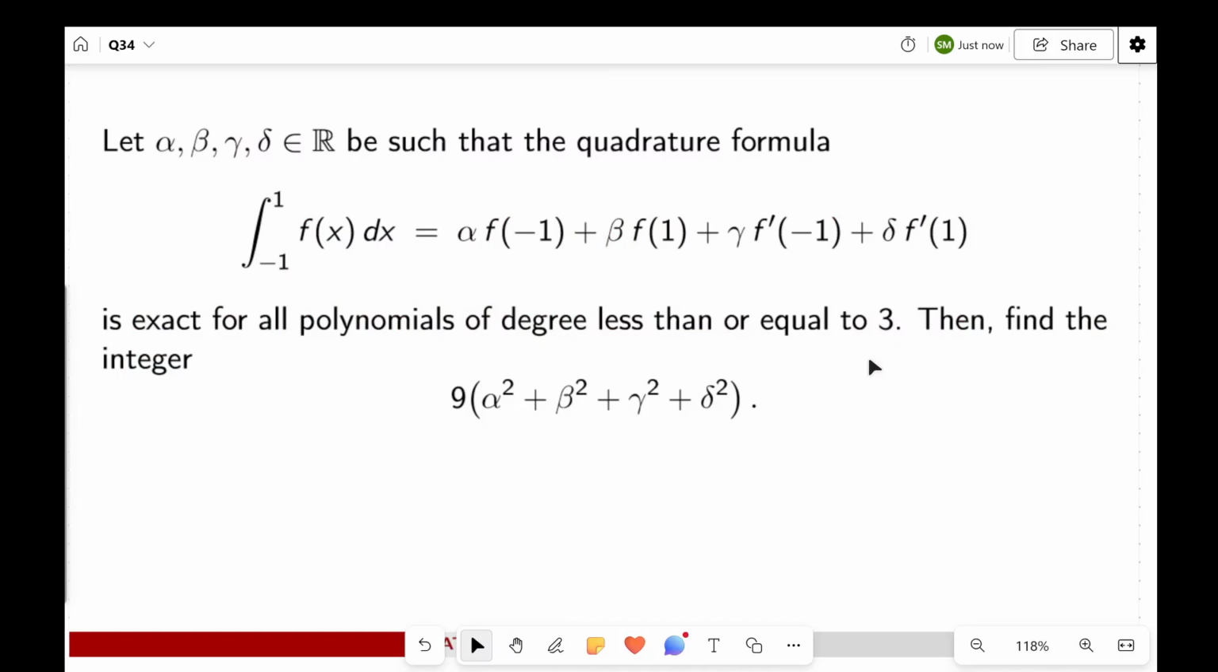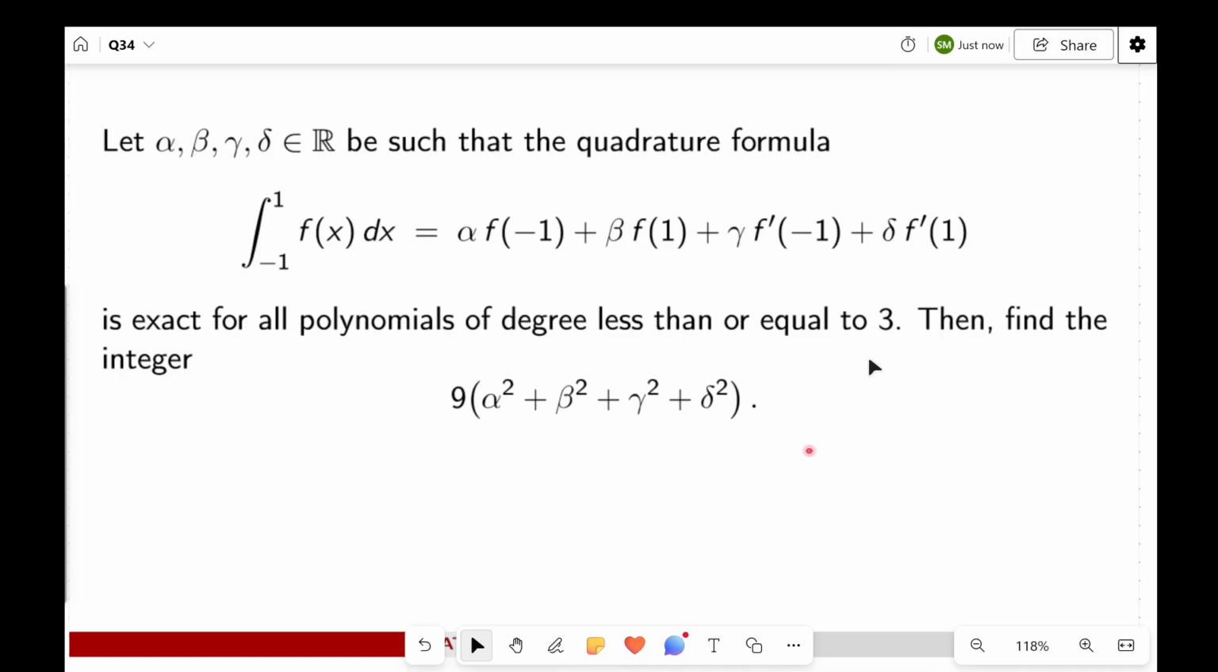The question reads as follows: we have some alpha, beta, gamma, delta, a few real numbers, and we have some function f such that the quadrature formula, this is the formula, is exact for all polynomials of degree less than or equal to 3. Then we need to calculate 9 times alpha squared, gamma squared, beta squared, delta squared. These are possibly integers, because it's possibly an integer solution. So we need to figure this out.